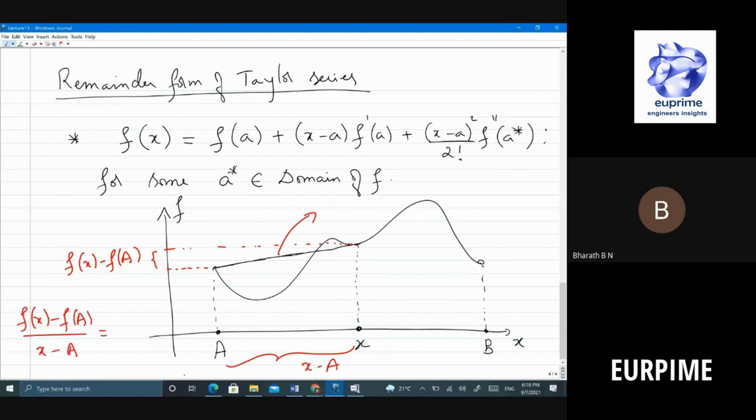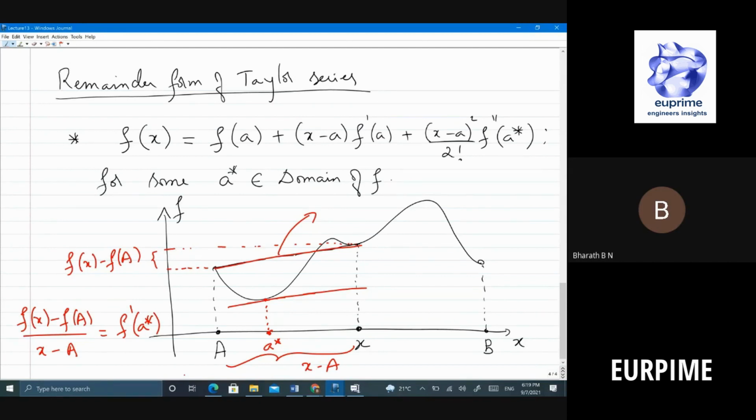But now intuitively you can see that I can match this slope by drawing a tangent somewhere here, right? Do you agree? There is a tangent. So what is this point? This point is some a star, right? A star is between a and b. That means it's in the domain of the function. So if you look at the gradient at that point, that is f dash of a star, then I can write this as f of x minus f of a divided by x minus a, right? So by cross multiplying, I can write f of x as f of a plus x minus a into f dash of a star, right?